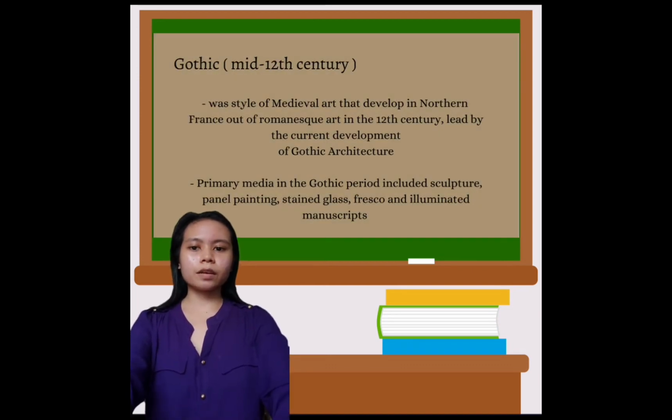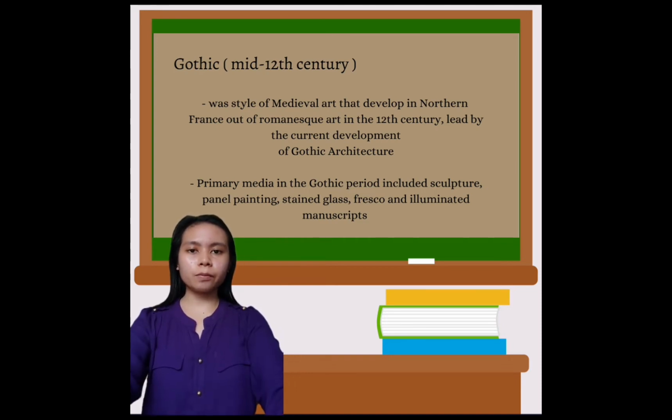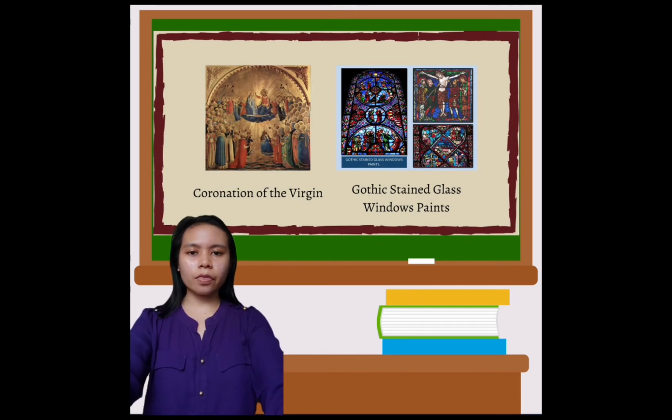Gothic art. Gothic art grew out of Romanesque art. Gothic art began to use brighter colors, dimensions, and perspective and moved toward more realism. The primary media in the Gothic period included sculpture, panel painting, stained glass windows, frescoes, and illuminated manuscripts. So let's have a look at examples of Gothic art. First is the Coronation of the Virgin. Then Gothic stained glass windows.